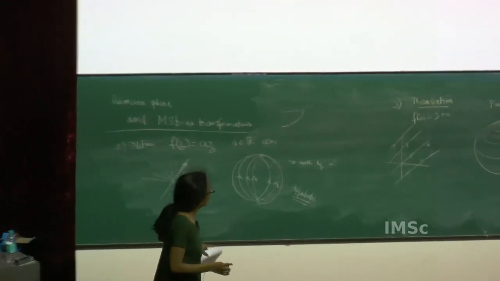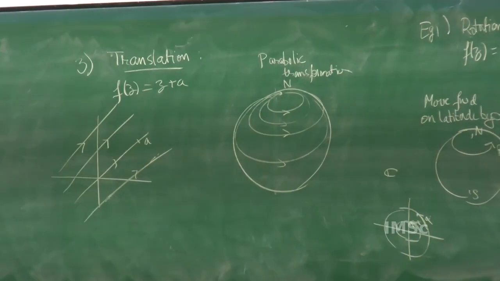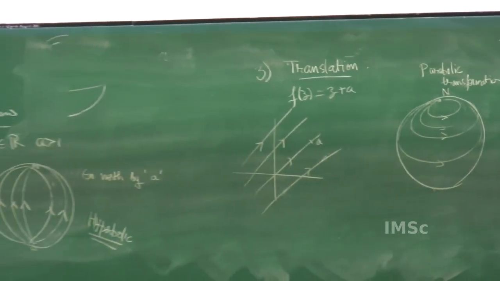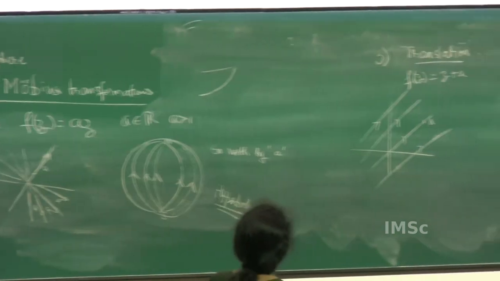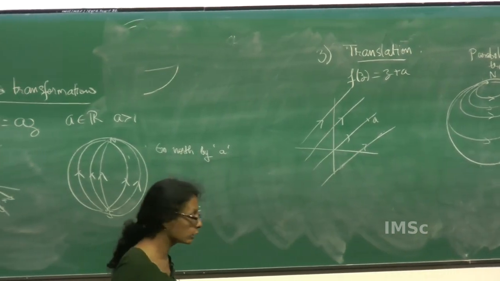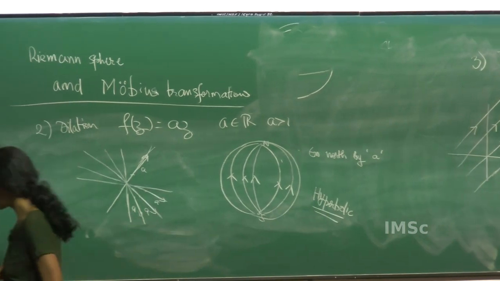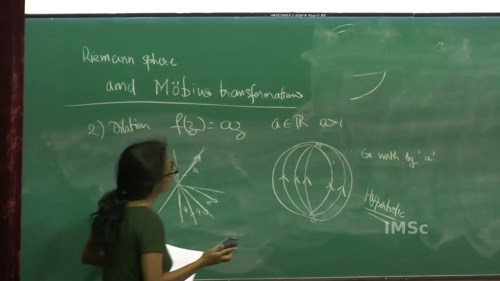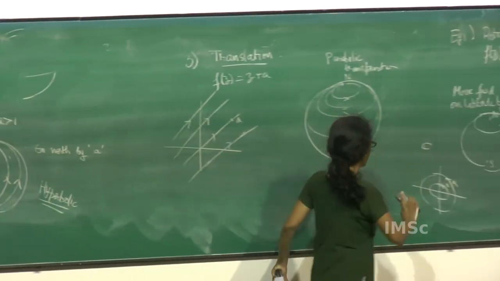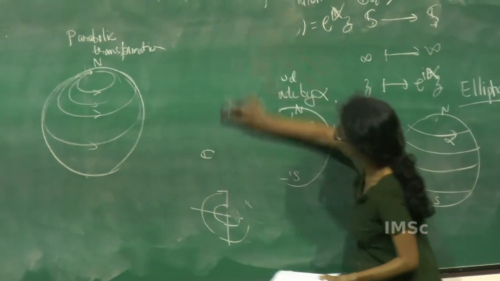And finally, so far all these have just been the maps of C itself. We have not even, infinity has been fixed in all of these. What is an example of a map where infinity is not fixed? Yes, 1 by Z. Let's see if that's any different.